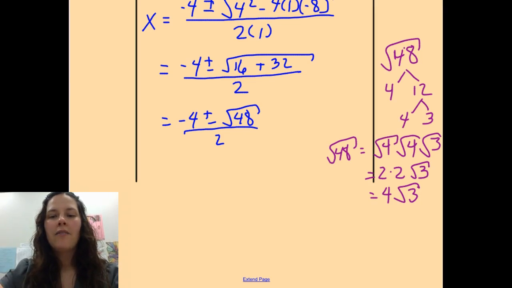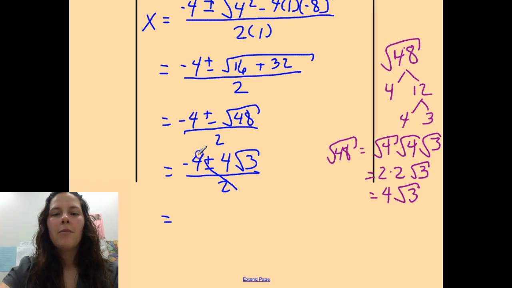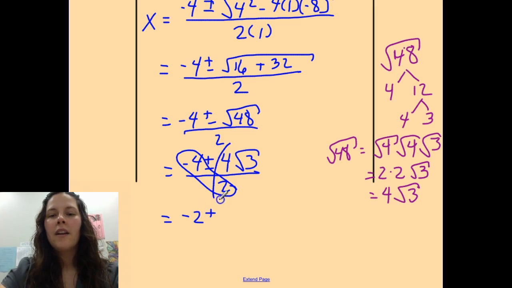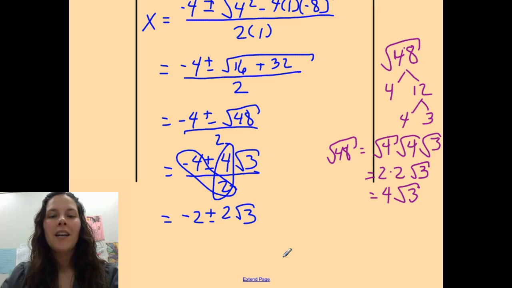So I'm going to substitute that value back into my quadratic formula. So I get 4 plus or minus 4 times the square root of 3 all over 2. And then we can butterfly with that 2 in the denominator, dividing it by the negative 4. So we get negative 2. And then dividing it by that one as well, we get 2 times the square root of 3. Don't lose your plus or minus sign. Our two answers would be x equals negative 2 plus 2 root 3 and x equals negative 2 minus 2 root 3.